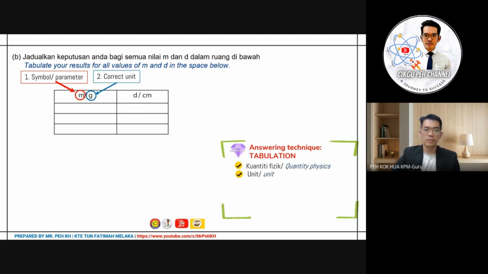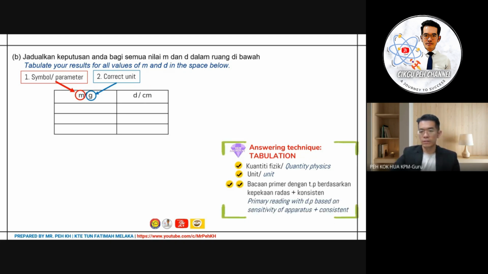So you can see here, gram will be the unit we use, where we follow the unit used in the question, or the mass of the marble is given already. If you still notice the checklist, okay, the cm will be from the measurement of the ruler. So here the primary reading must follow the question for mass, which is listed in the checklist. And then for D, we measure by using the ruler. So that means we have to follow the ruler sensitivity.